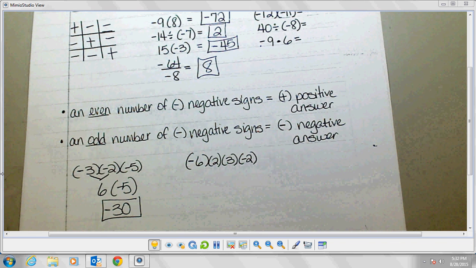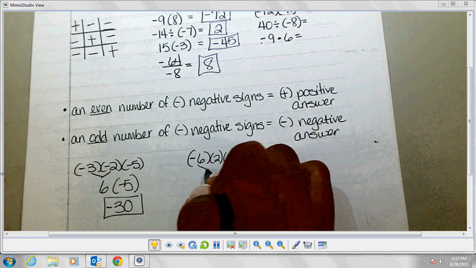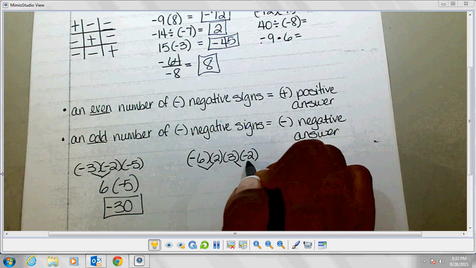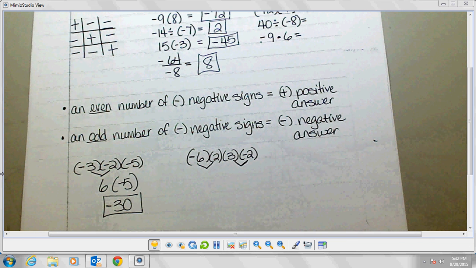Okay, you try this last example yourself. Do two numbers at a time. Matter of fact, I suggest you multiply these two first and these two first, and then multiply those two products and see what you get.